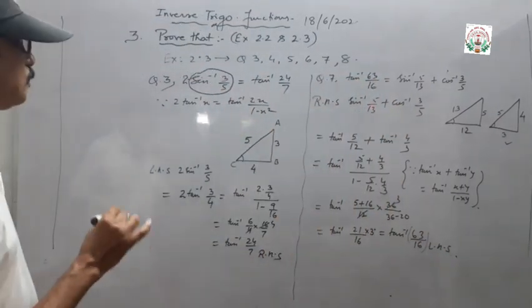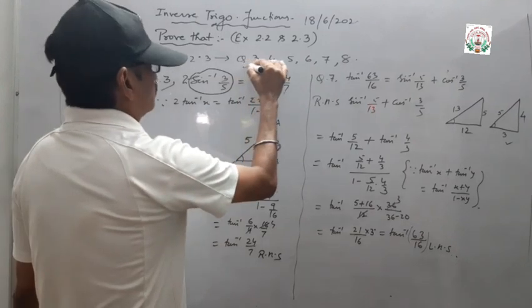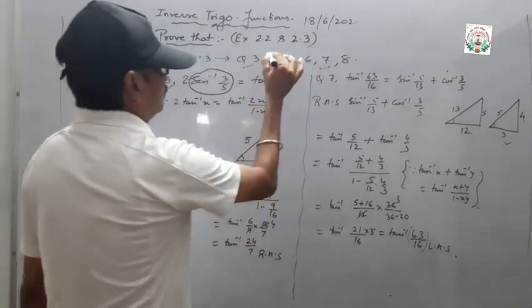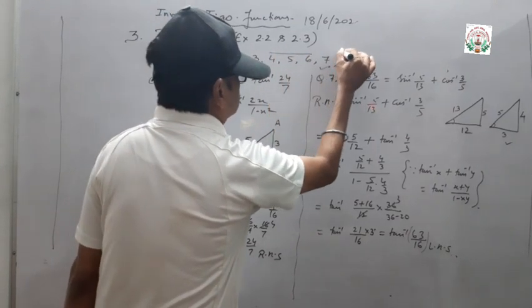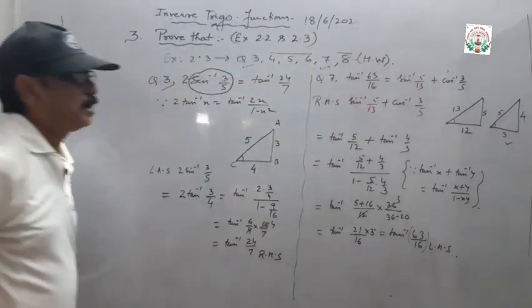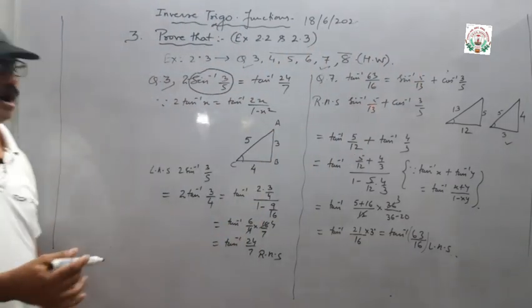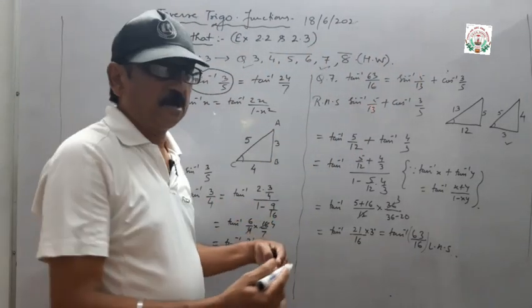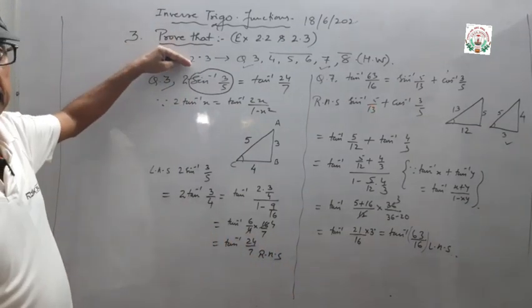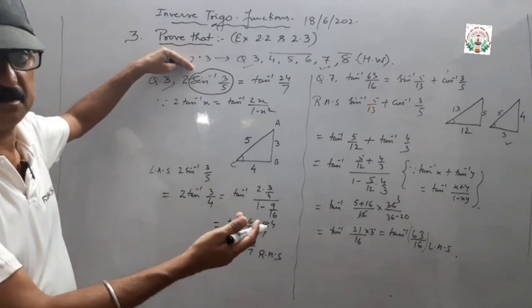So I have solved question number 3 and question number 7. In the same way, these three questions 4, 5, 6 and question number 8 will be homework for you, and in the next class I will be going to discuss some more questions related to the same topic. Prove that questions. Thank you.